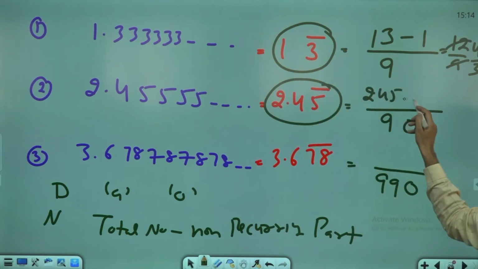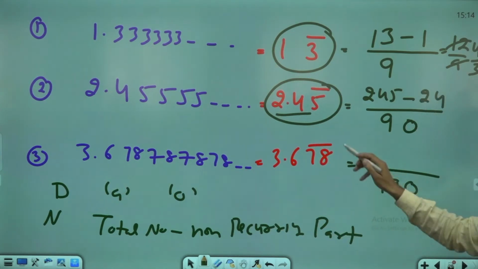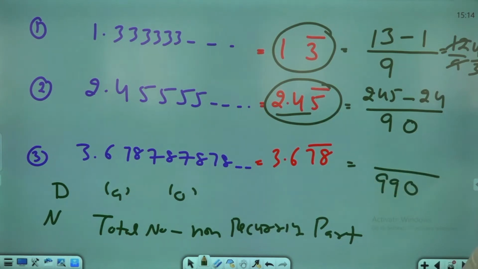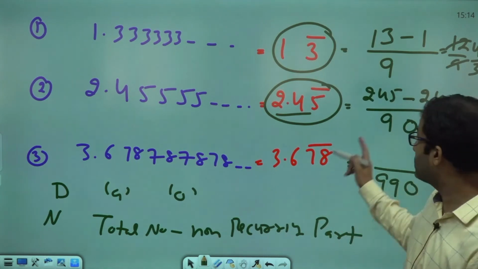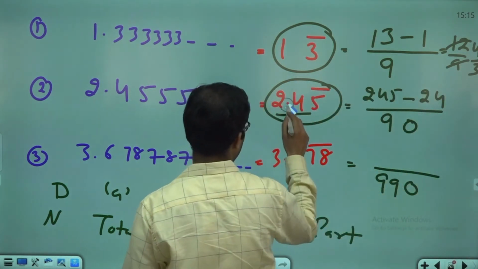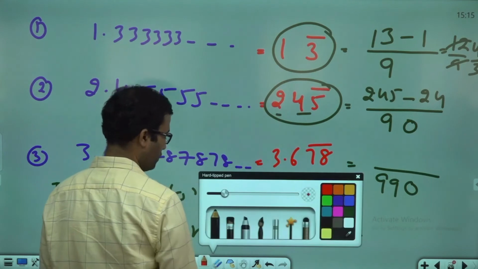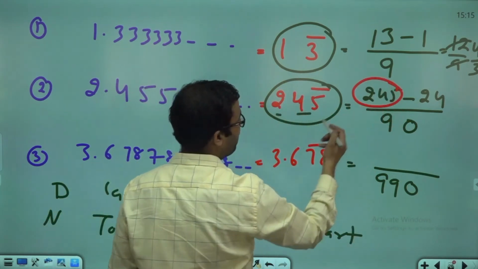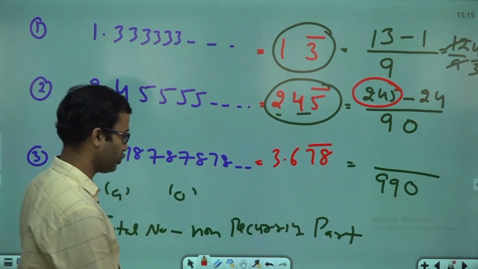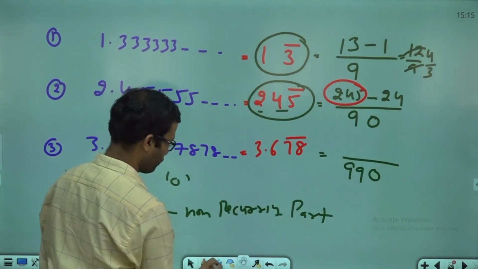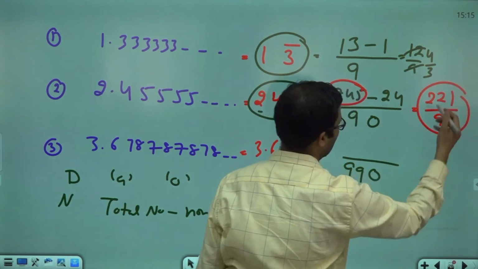245. What is non-recurring? 24. Some student by mistake I have seen they say 245 minus 5, 245 minus 4, or maybe 245 minus 2, but it is ignore decimal. देखो ध्यान से देखो, decimal हटाओ. What is total number now? 245. And what is non-recurring? 24. 245 minus 24 actually. What is 245 minus 24? 221 upon 90. If you can simplify, okay.